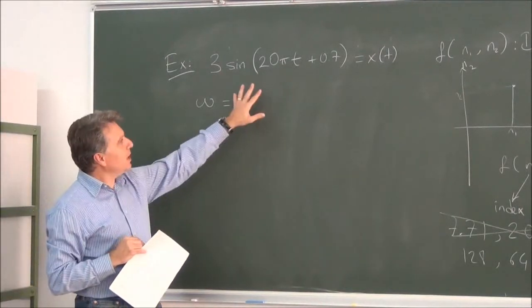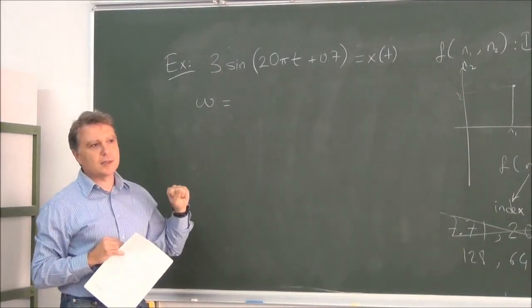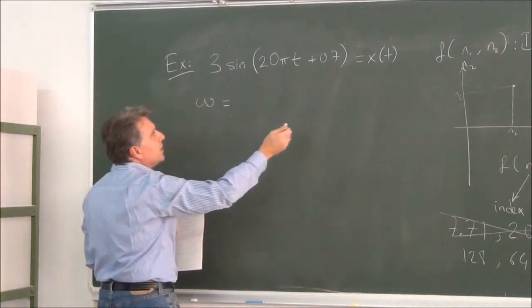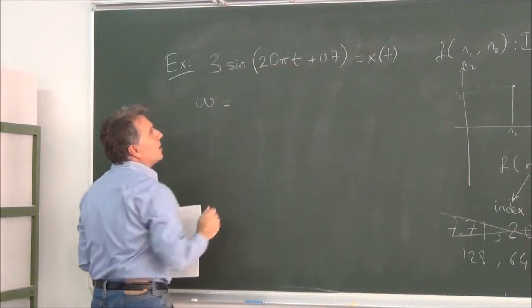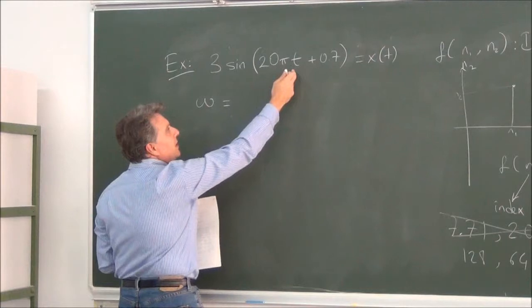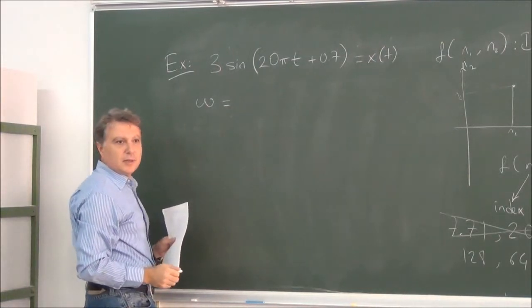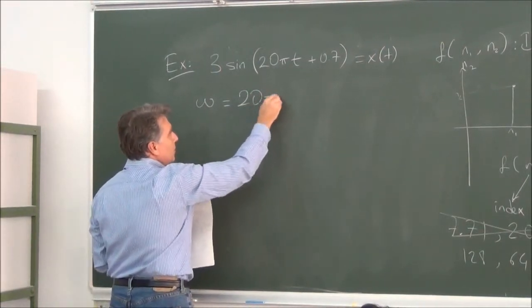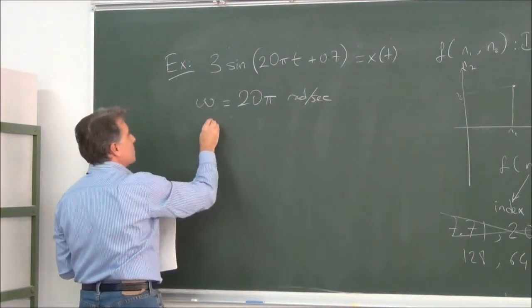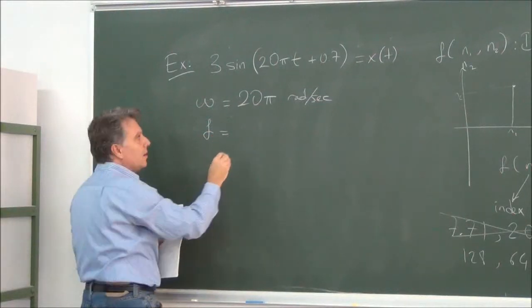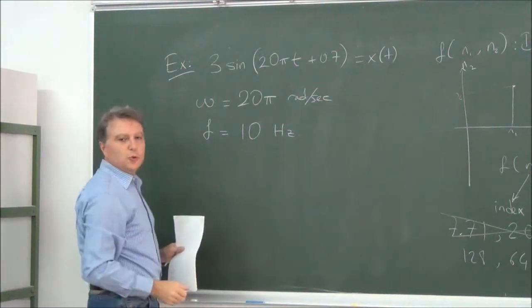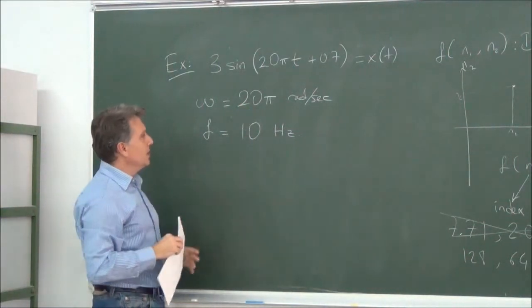Okay? But now let's focus on the frequency. What's the frequency of this? Since this is a phase, it's just a shift. This portion makes the variation, and whatever multiplies this t is the frequency in radians per second. So what is f? It is 10. Why? Because when you multiply 10 with 2 pi, it makes 20 pi. So this is 10 hertz.